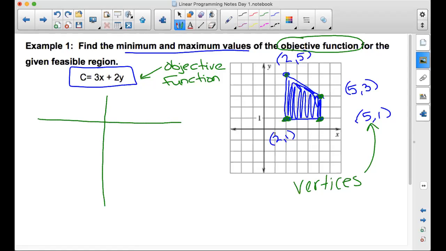So the way we find this is by making a little T-chart, listing our vertices or our ordered pairs, and plugging them in to see what the actual cost is.